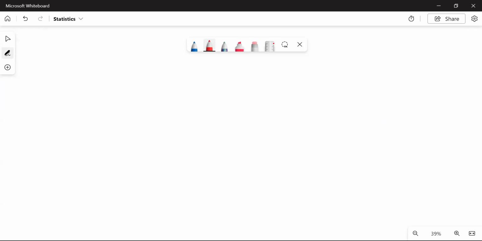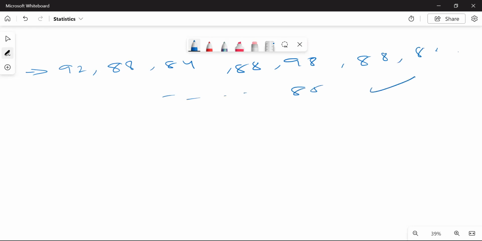Statology also has that example, go on and read that one. For example, if you have this data, I'm writing this data so that you can easily understand. This is my original data: 92 and 88, 84 and 88 and 98 and 88 and 82 and so on. We have the 85. This is my data.